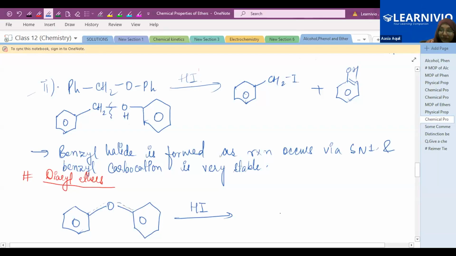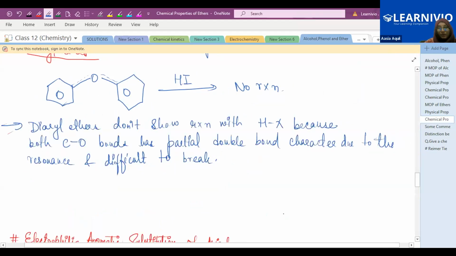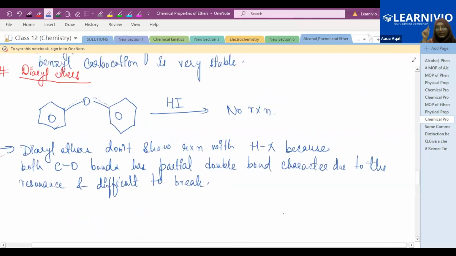So here there will be no reaction. Diaryl ethers don't react with halogen acids. Now you can write down this reason, because this type of question can come in your exam. They will give you the diaryl ether and ask what will be the product in this case. There will be no reaction and no product will be formed, because diaryl ethers don't show the reaction with HX, halogen acids. Why? Because both carbon and oxygen bonds have partial double bond character due to resonance, which is very difficult to break.